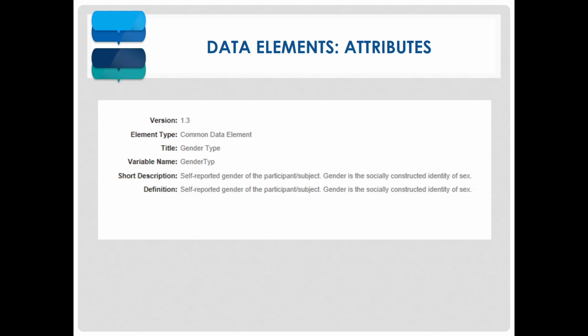In addition to variable names, a data element is defined by its type, in this case, a CDE. Its title, which expands the abbreviated variable name, and finally its short description and definition. Generally, the description and definition can contain similar features. However, for data elements with longer definitions, a short description is vital to an efficient means to understand what the data element expresses.